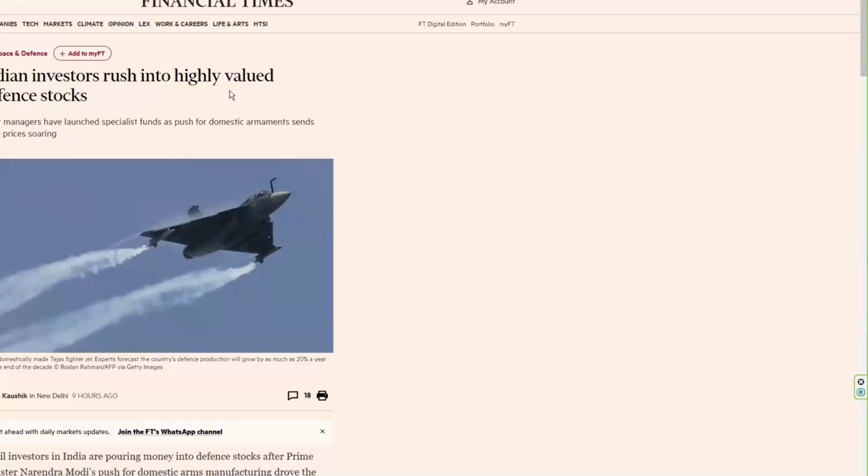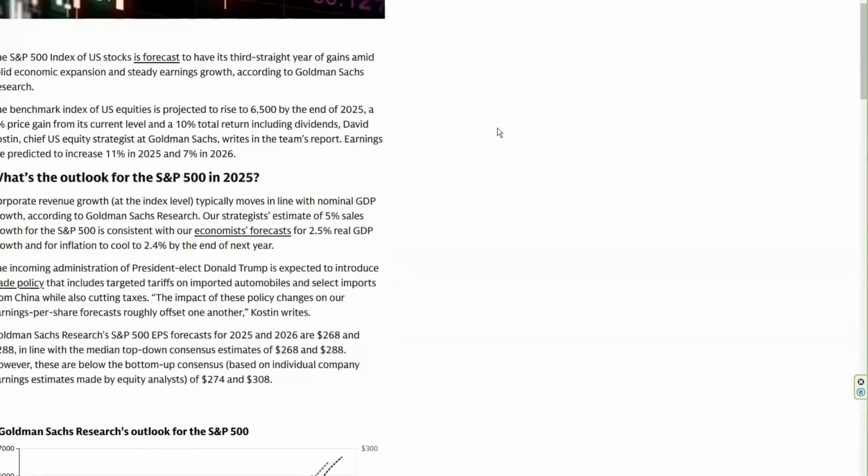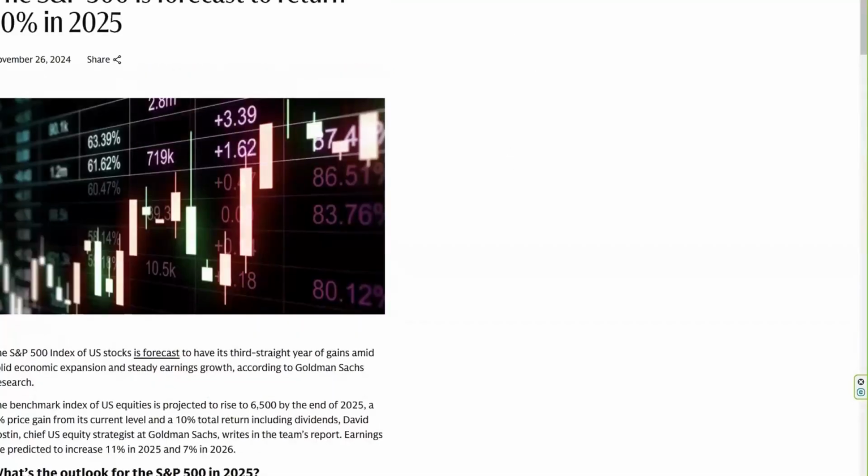This was an article in the Financial Times, I think today, talking about Indian investors rushing to highly valued defense stocks. So again, Trump coming in, all the wars around the world, technology, drones. I think it was Elon Musk the other week who said something to the effect of, why are we spending $50 million per F-35 jet when, nowadays, when you look at what's going on in Ukraine, it could be fought with hundreds or thousands of drones. This is the Goldman Sachs S&P forecast. I think they're suggesting 10% growth in 2025.